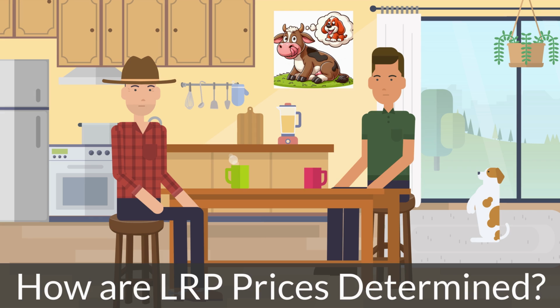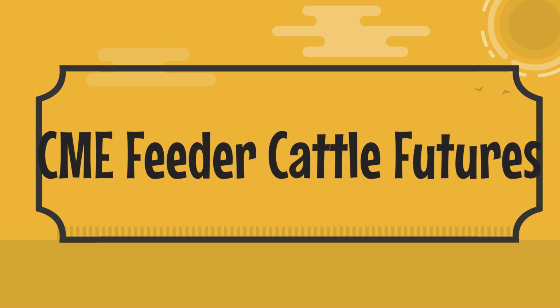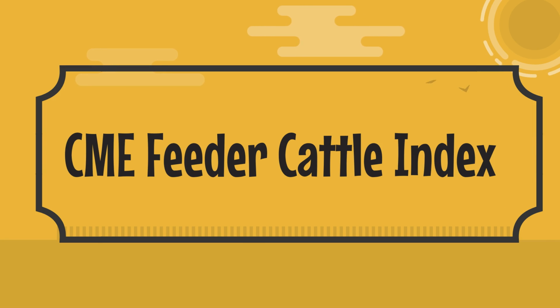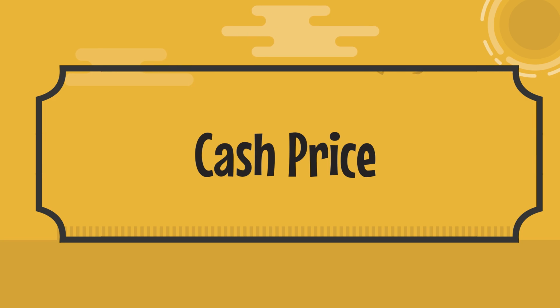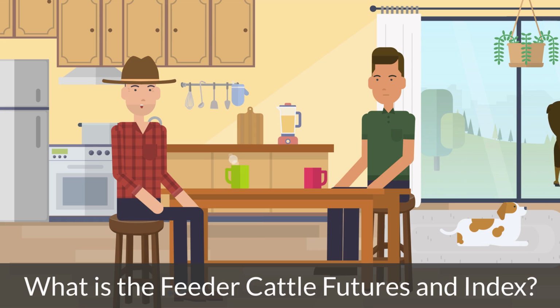How are LRP prices determined? And what price is used to settle LRP contracts? The USDA uses the feeder cattle futures market to set the LRP coverage prices, and the CME feeder cattle index, often called the cash price, to settle contracts when they end. Will you explain what the feeder cattle futures market and CME feeder cattle index are?